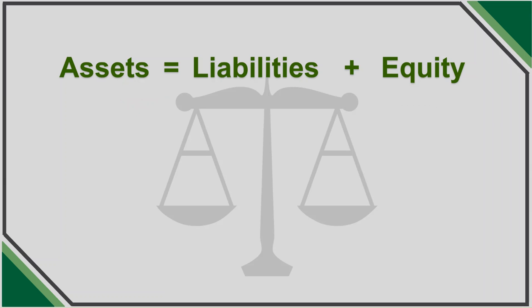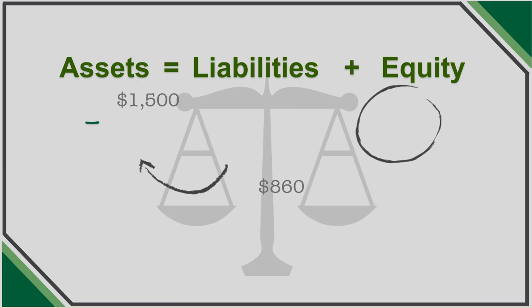One other item to note with the accounting equation is that if you only know two parts of the equation, you can solve for the third. Let's assume a company has assets of $1,500 and liabilities of $860. We can determine the equity of the company by solving for the missing component using basic algebra. If I move the liabilities to the left side of my accounting formula by subtracting, I get $1,500 of assets less $860 of liabilities, which equals $640 of equity.